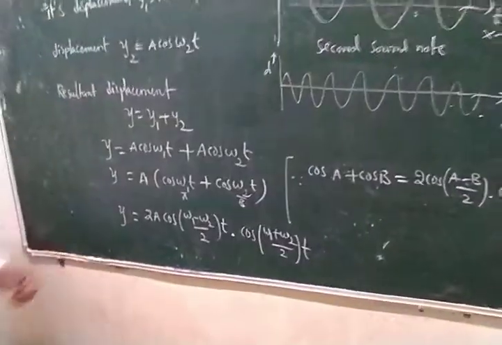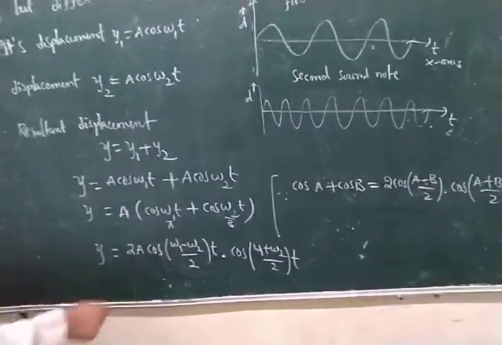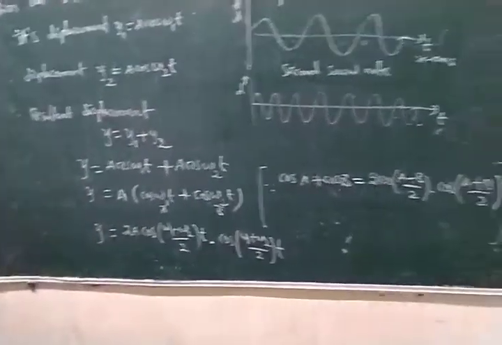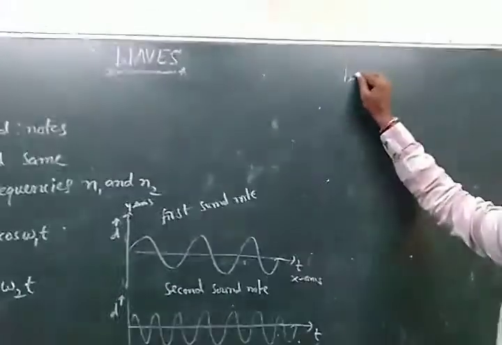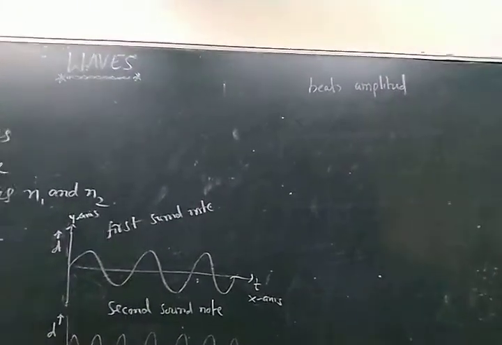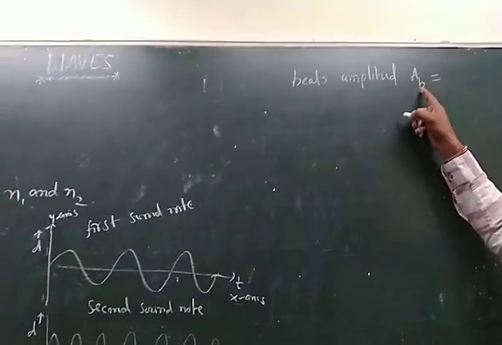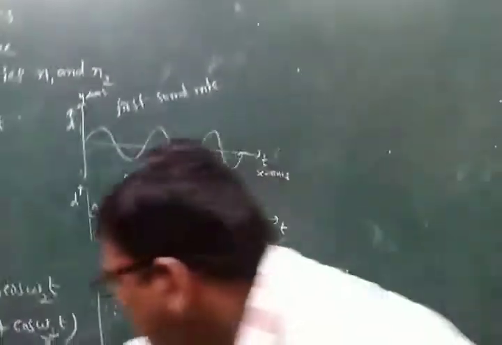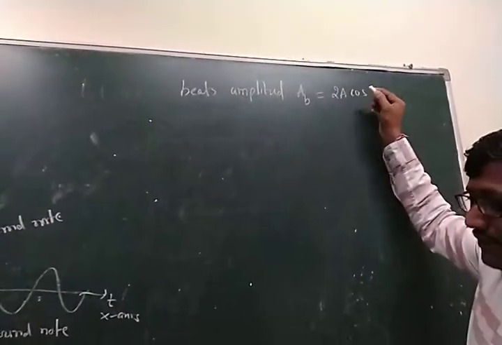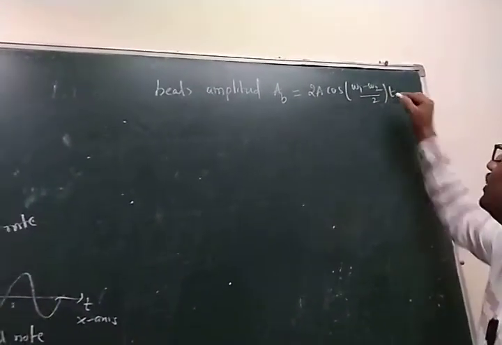In this equation, this term, 2a into cos of (omega 1 minus omega 2) by 2 into t, is called the resultant amplitude, that is the beats amplitude. Beats amplitude is denoted by AB, the amplitude of the beats. This term is called the amplitude of beats: 2A cos of (omega 1 minus omega 2) by 2 into t.